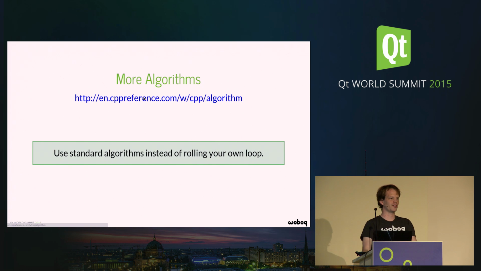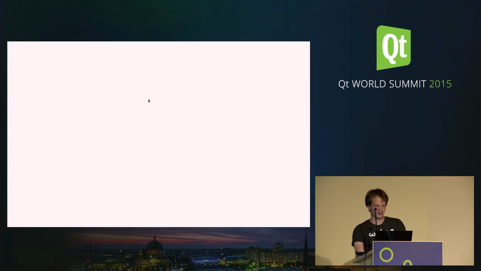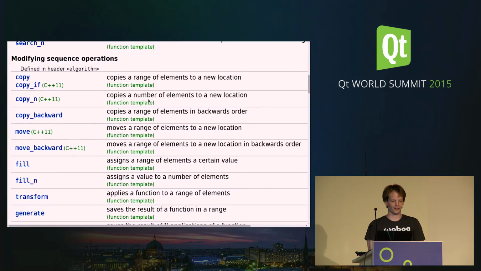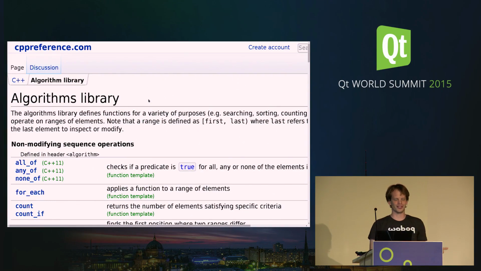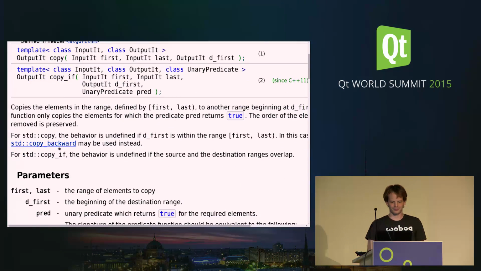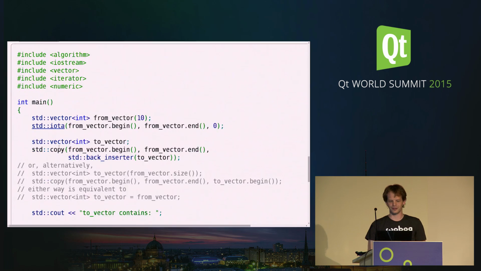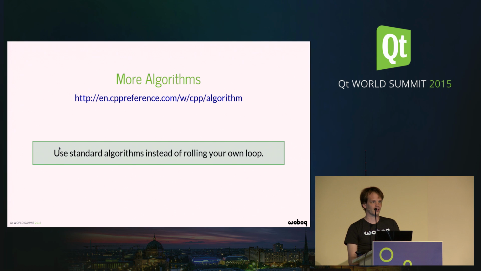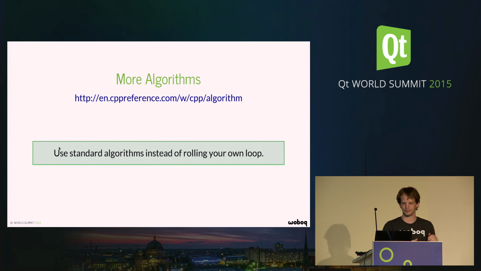So here, you probably know cppreference.com. It has a list of all the algorithms, and I recommend you go to this page and browse a bit and look at what the standard library contains. It has very good examples that you can use to implement your things and to use the standard library. So the recommendation here is to use standard algorithms instead of rolling your own loop, so you state the intent of your code.